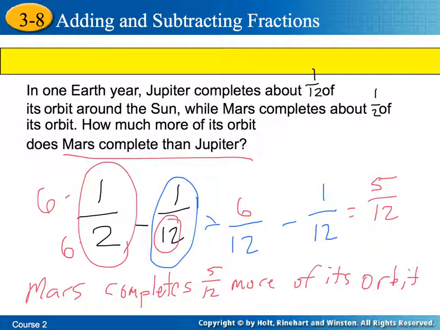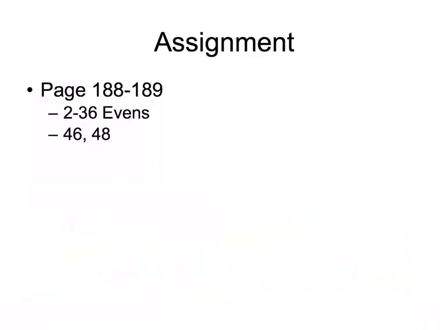Again, we're on section 3.8. Here is your homework. It is page 188 to 189. It is 2 through 36 evens. You are also doing numbers 46 and 48. You don't have to do 47, just those two.